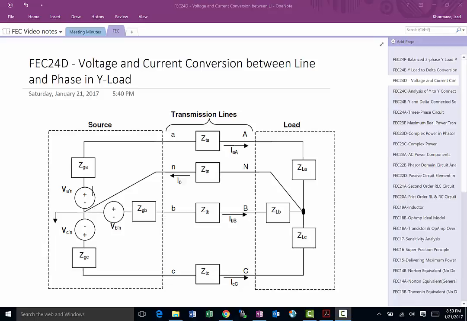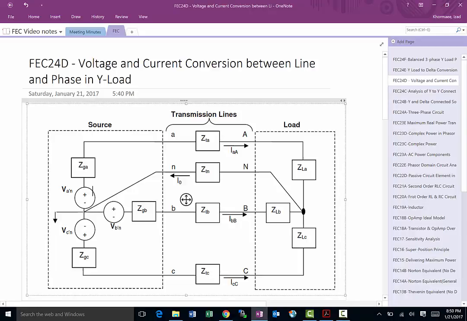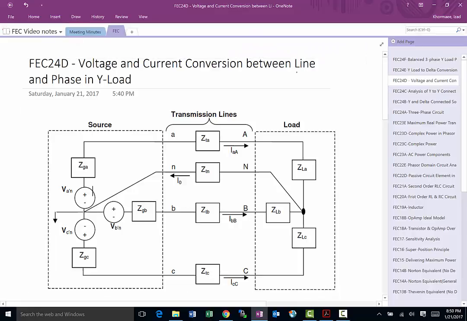This is another video in the Fundamentals of Electrical Circuits sequence. Here we're going to focus on analyzing these three-phase circuits, but really focusing on an area which sometimes causes confusion: what is a line voltage, a line current, and what is a phase voltage and phase current.